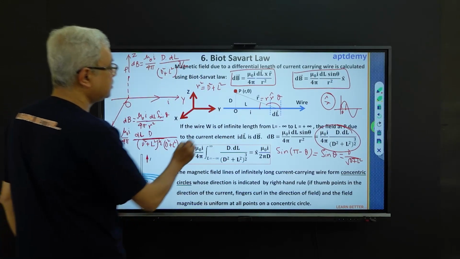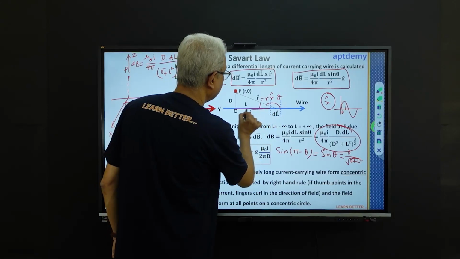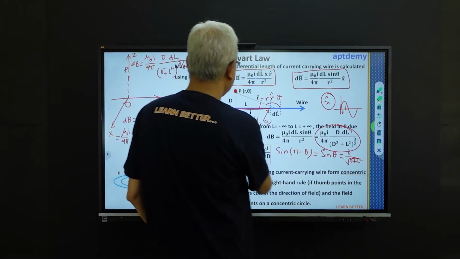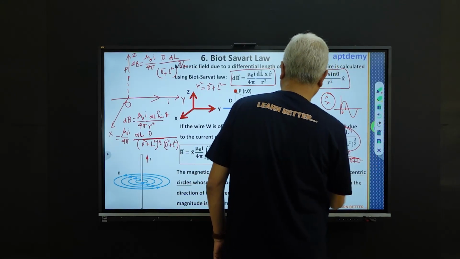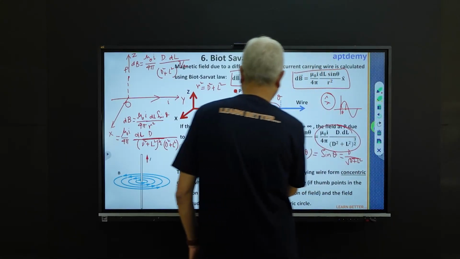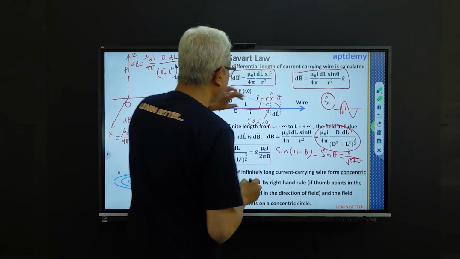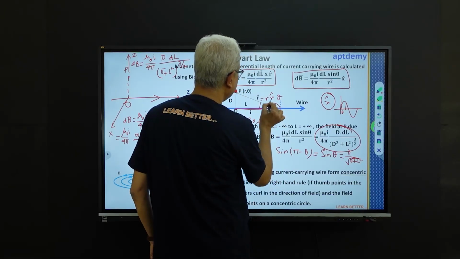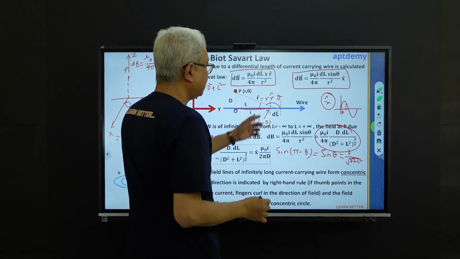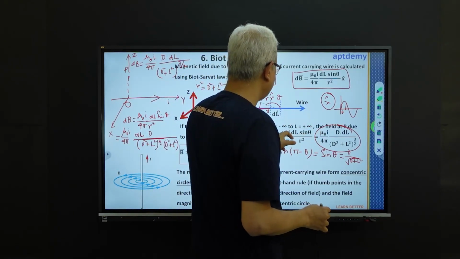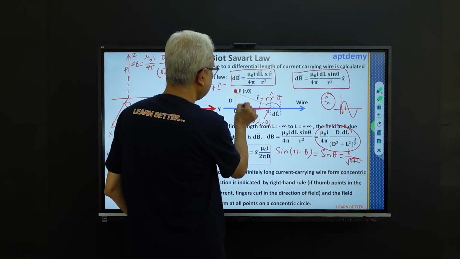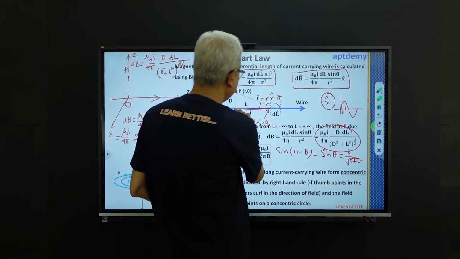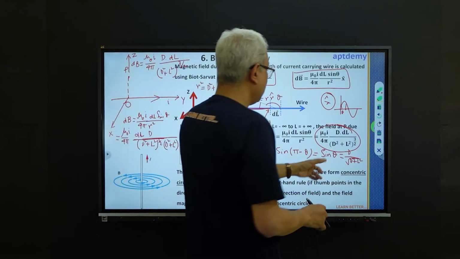Where l is what? This is l. The coordinate of this point is actually 0, l, 0, you can say. This is the y axis, this is the y direction. Following the convention, we consider the elementary length dl, and the polar coordinate of this point is r, theta, and therefore this formula reduces to mu naught I dl sine theta by 4 pi r square. This is l, this is d, the perpendicular distance of the point from the wire. So d square plus l square is r square. So we have arrived at this expression.